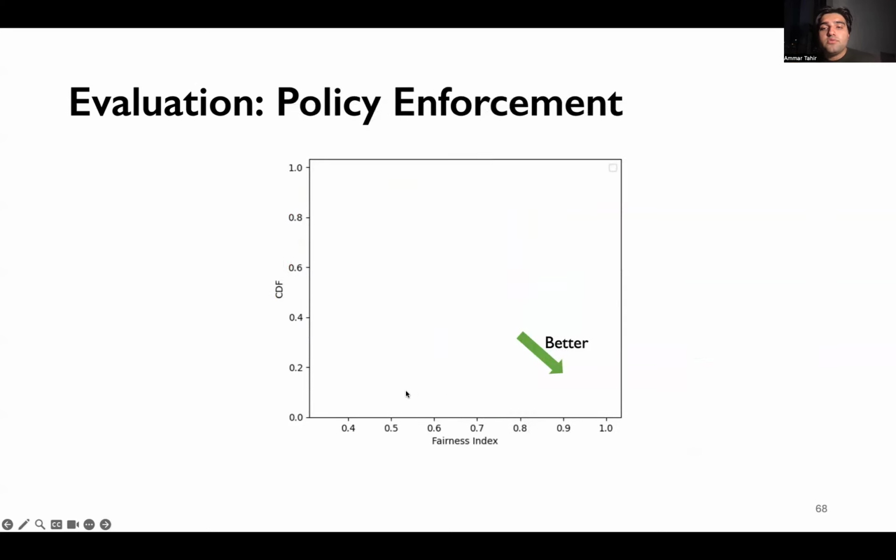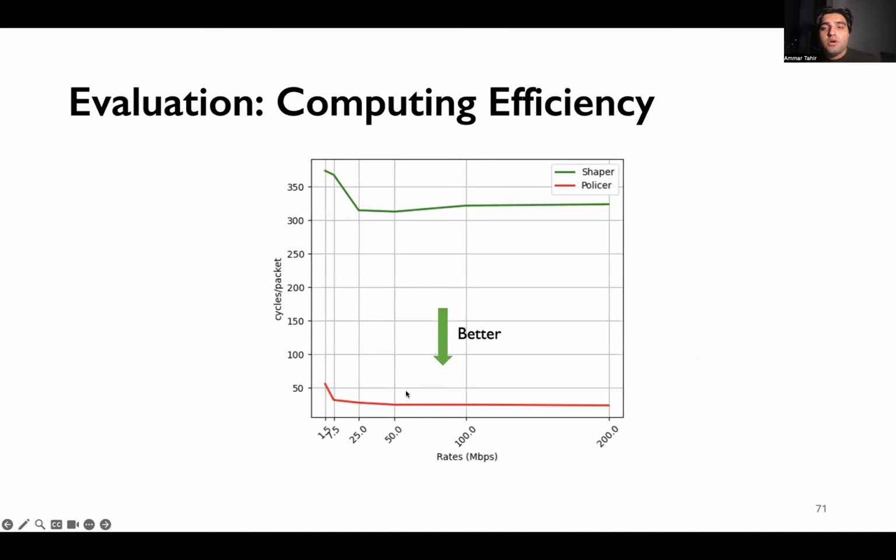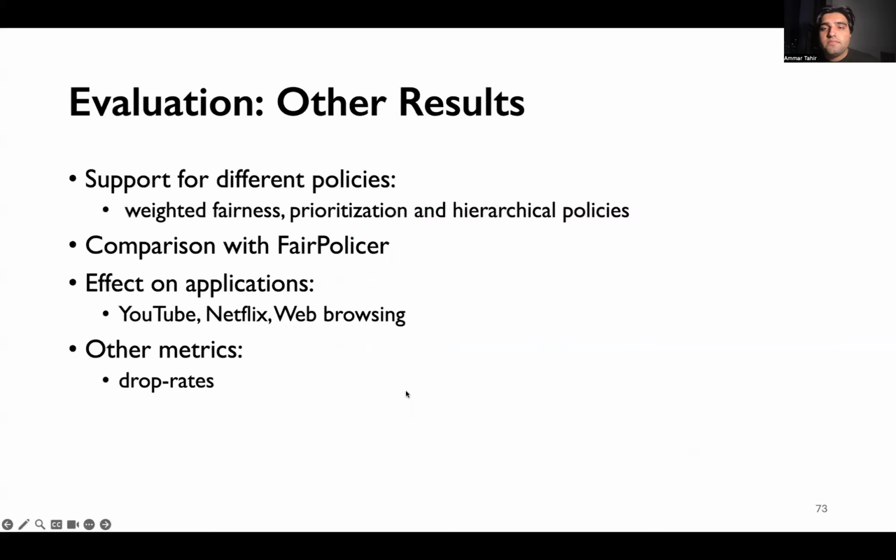We calculate fairness index over 250 millisecond windows for each aggregate and show the CDF here. This shows the quality of policy enforcement. Shapers, as we know, can do very precise policy enforcement while policers cannot. BCPQP is also able to enforce fairness of the same quality as Shaper. We already saw that Shapers are costlier to implement, but BCPQP is able to have efficiency 7x better than the Shaper when it comes to CPU cycles per packet. You can find more results in our paper, including comparison with other baselines and testing with real-world applications.